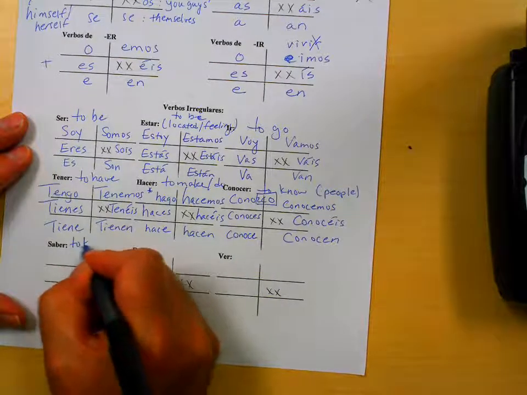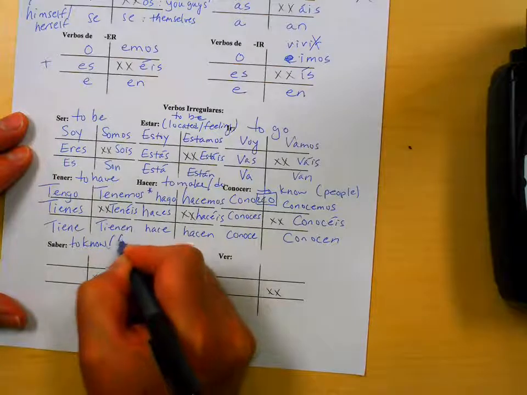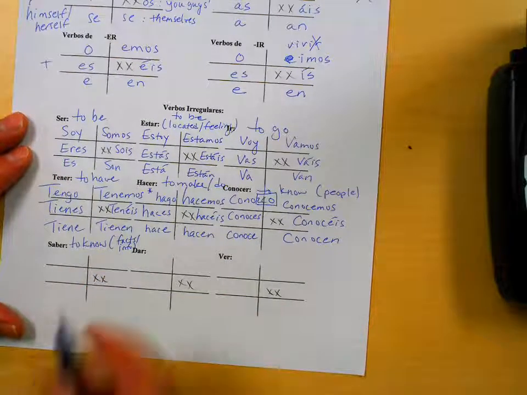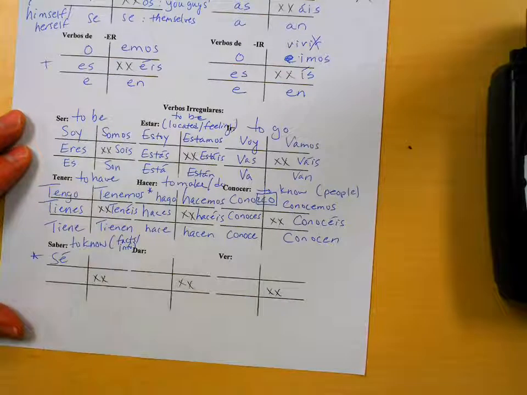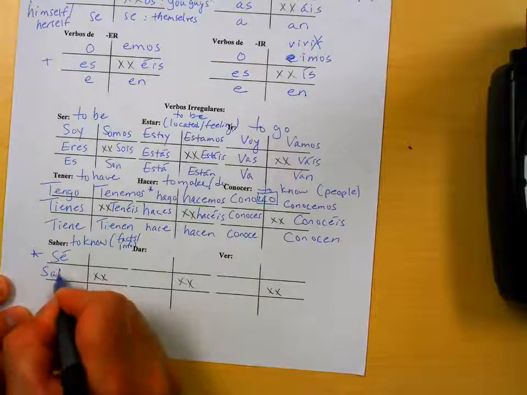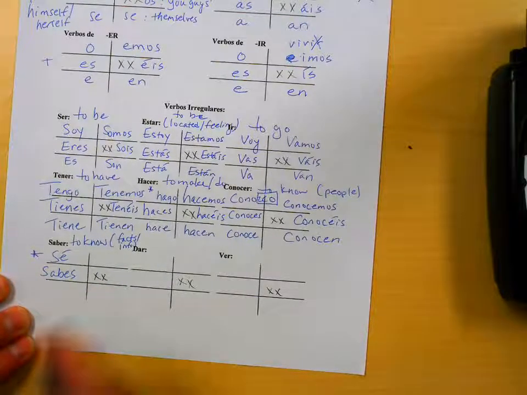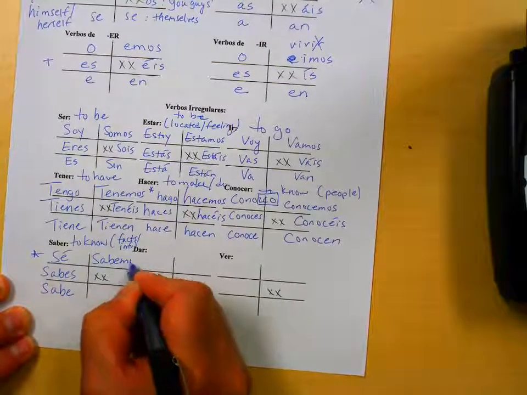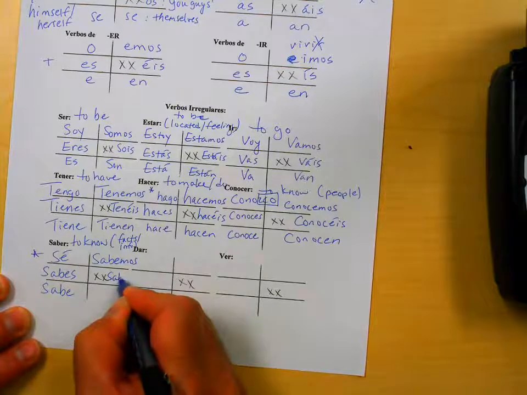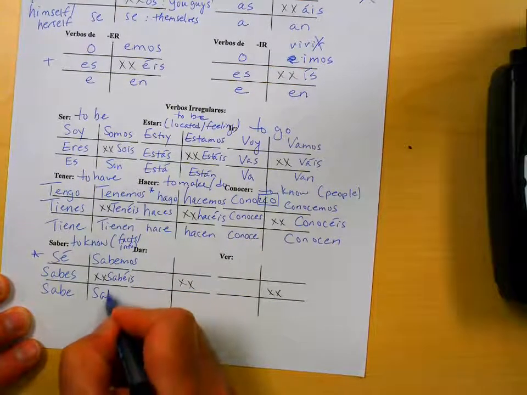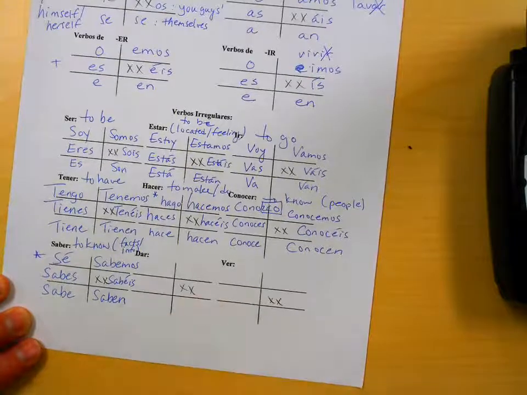Saber is to know, but this one is not people. This is facts or information. We kind of talked about this yesterday. And it's weird in the yo form. You probably remember it's when you just want to say to someone, I don't know, no sé. After that, it's normal. It's a regular verb. So do you know something is sabes? He or she knows is sabe. We all know is sabemos. You guys know is sabéis. They or you guys know is saben.